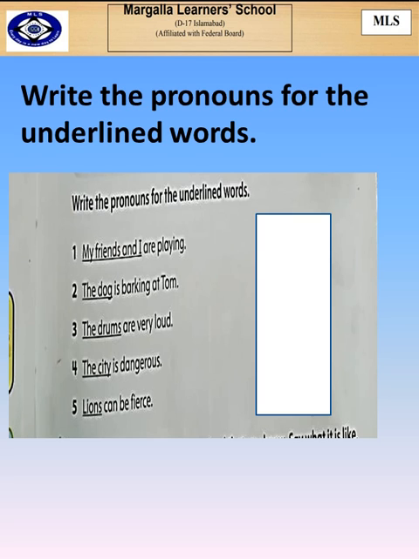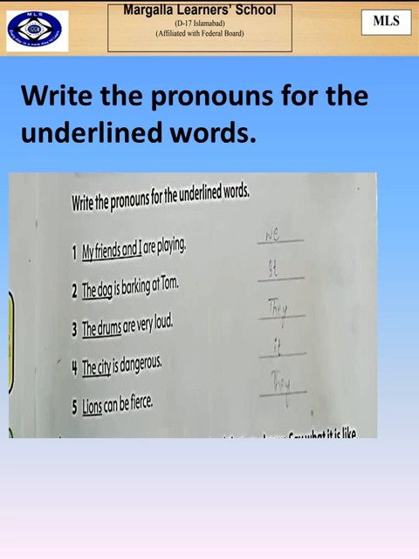My friends and I are playing. Which one is the pronoun from the underlined words? We. The dog is barking at Tom. It. The drums are very loud. They. The city is dangerous. It. Lions can be fierce. They.